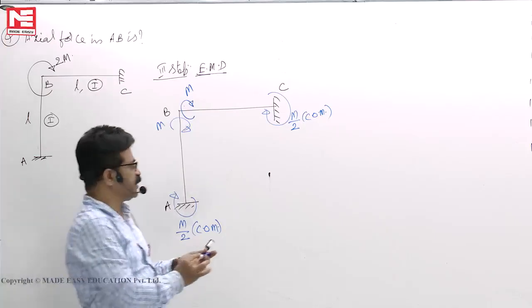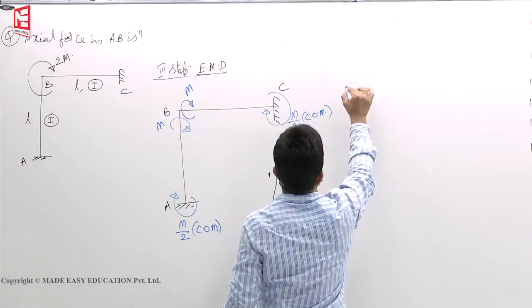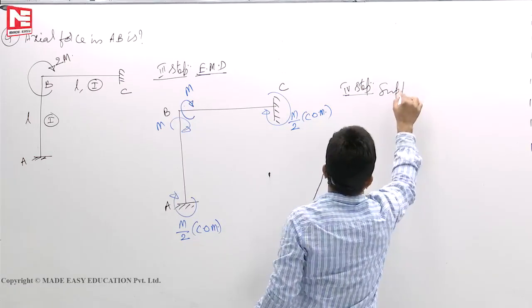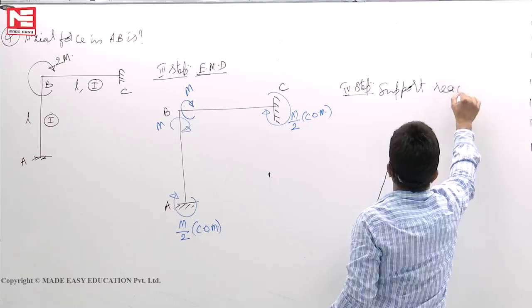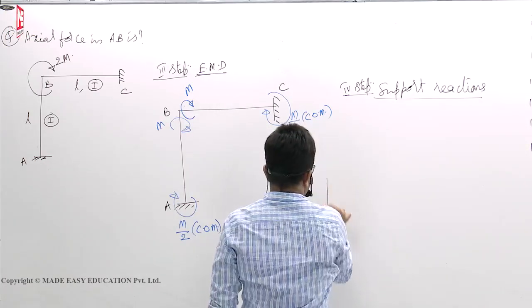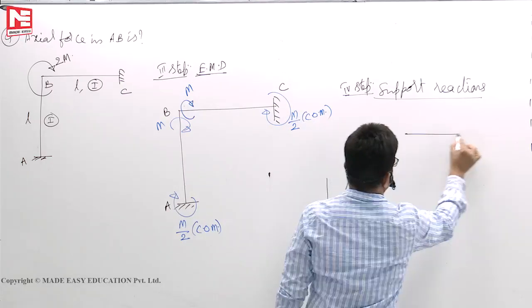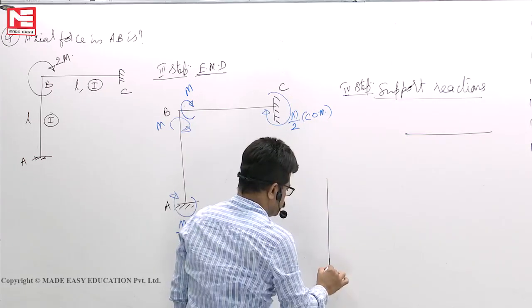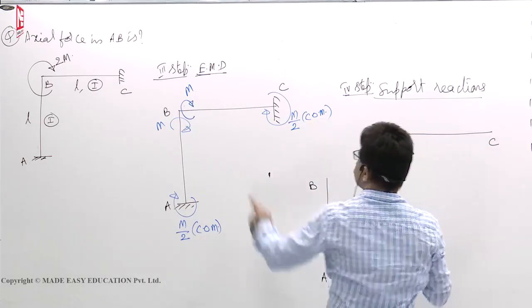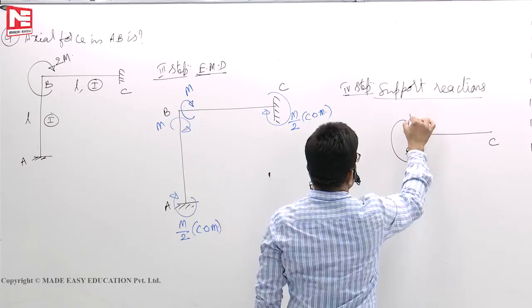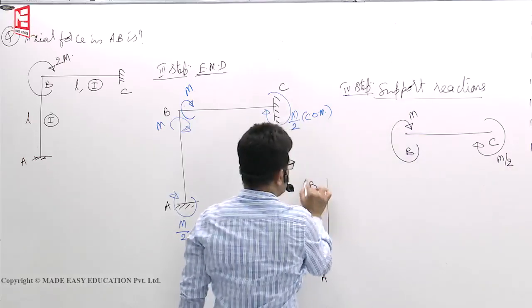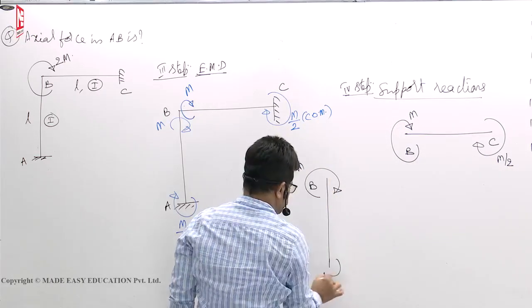Now, you have to take the fourth step, support reactions. This is our standard procedure. One member, another member, A, B, B, C. Now show the moments also. Here it is M, here it is M by 2. Here it is clockwise M, M by 2.